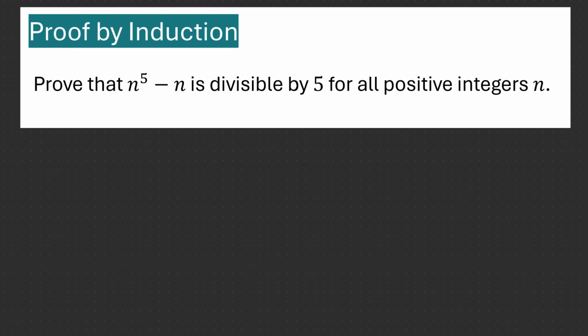Hello everybody, in this question we need to prove that n to the power 5 minus n is divisible by 5 for all positive integers n. It's proof by induction, so that's what we're going to do. So then we will assume that at n equals 1, you would get n to the power 5 minus n, it's 1 minus 1 is 0, which is divisible by 5. So I'll write that.